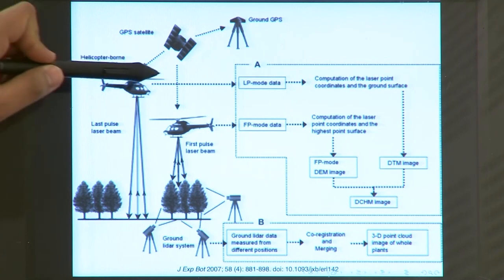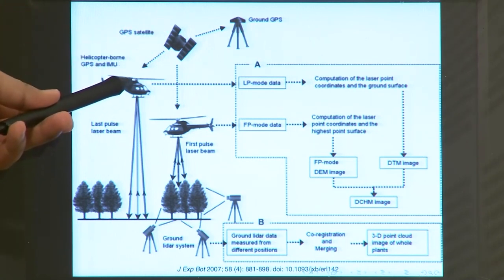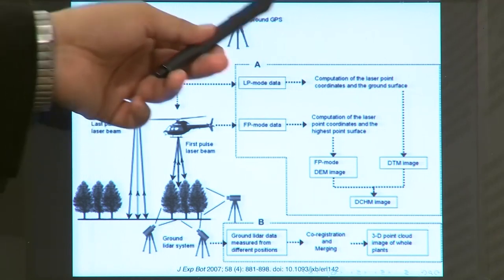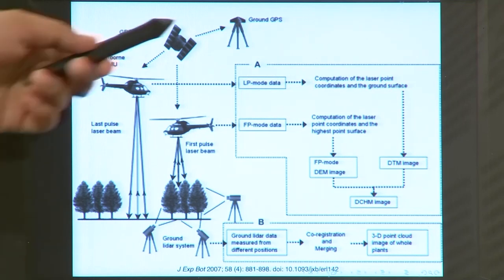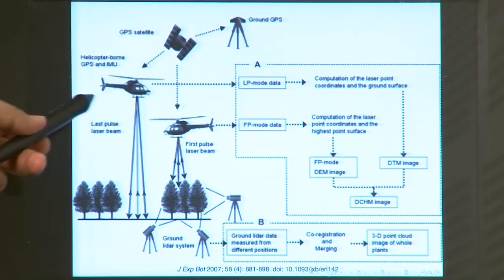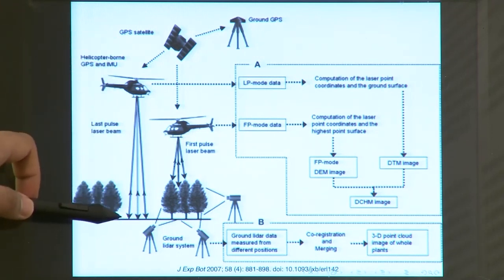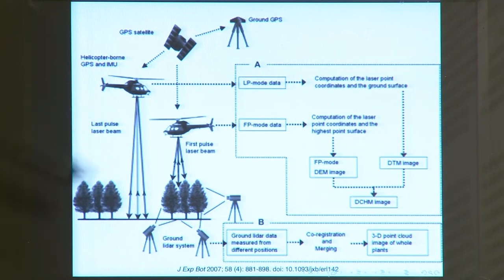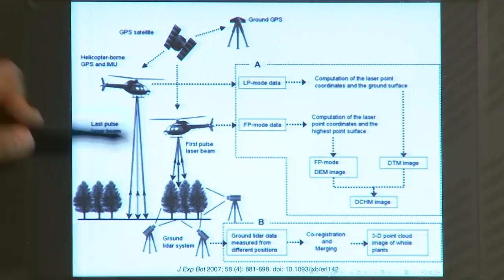Now, here you are using a helicopter as the aircraft. So, you have a helicopter-borne GPS and IMU. It is taking data from the GPS satellite and comparing it with the ground GPS to know its differential position with respect to the ground GPS. So, you exactly know the location of the aircraft. Now, in the last pulse laser beam method, you are measuring the ground surface. In the first pulse laser beam, you are measuring the top surface.